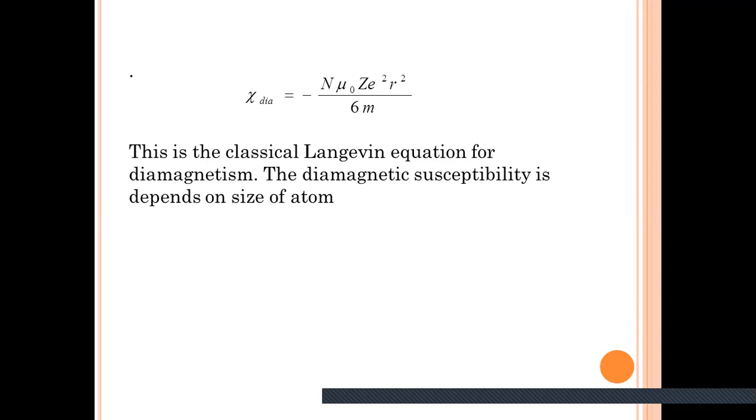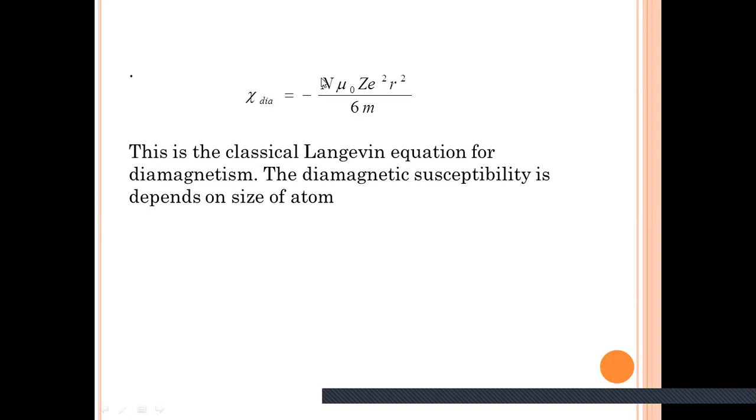The diamagnetic susceptibility depends on the size of the atom. This susceptibility equation gives the result that the diamagnetic susceptibility of a diamagnetic material depends on the number of atoms present in the material. This means the larger the size of the atom, the lower the susceptibility will be. As the number of atoms increases, the susceptibility decreases.